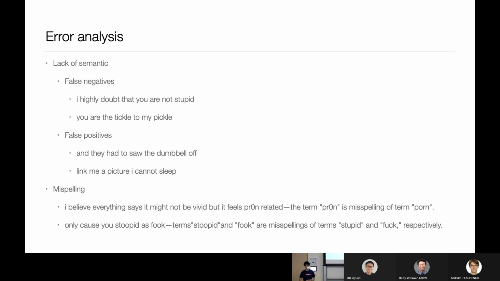And there's also misspelling. Let's say you spell the word porn with PR0N. Then maybe your manual pattern recognition cannot resolve this. But the C by LSTM and the LSTM actually resolve it because they use character level embeddings. And for spelling differences like "stupid as fuck" instead of the real thing, in real manual cases you can't flag it, but the deep learning model actually flagged it.